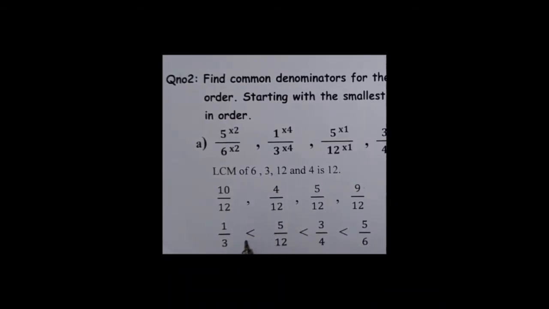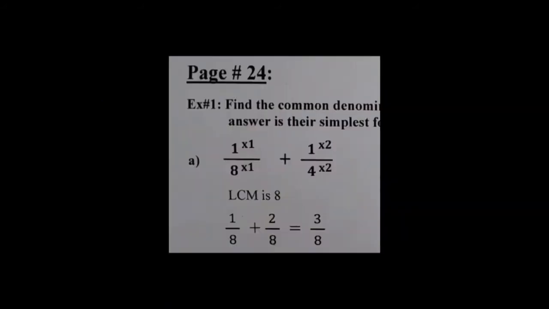1 upon 3 is less than 5 upon 12, 5 upon 12 is less than 3 upon 4, and 3 upon 4 is less than 5 upon 6. Now complete this exercise with the help of this video. This is page number 24, exercise number 1. This video will help you to complete this exercise.